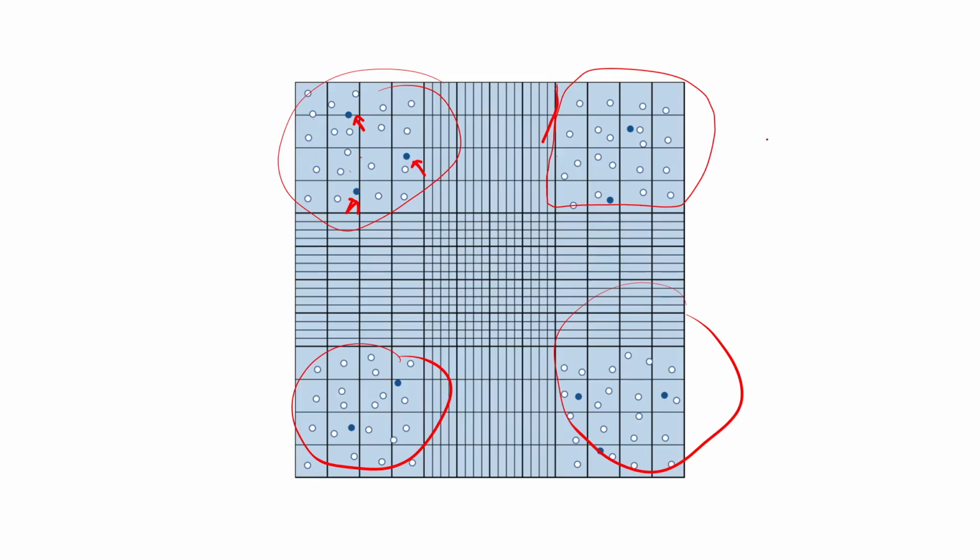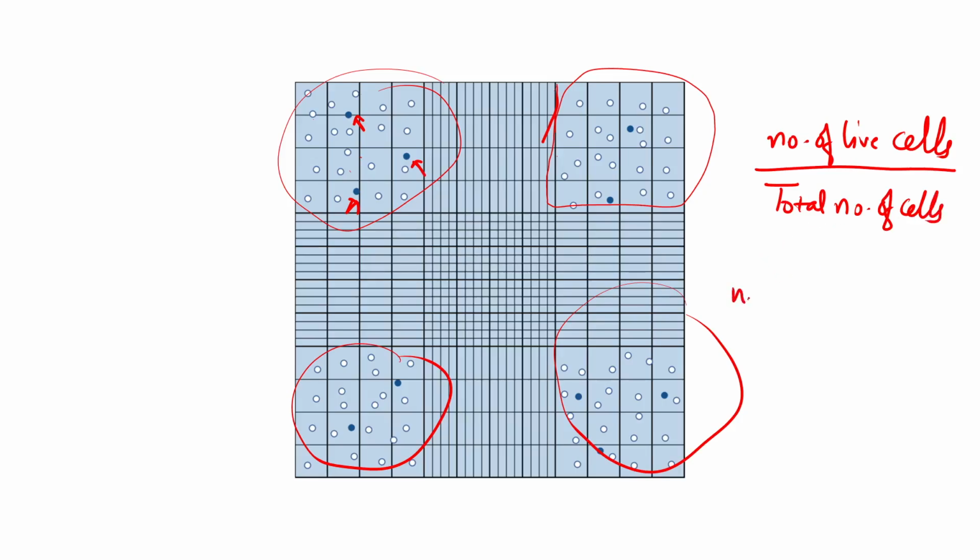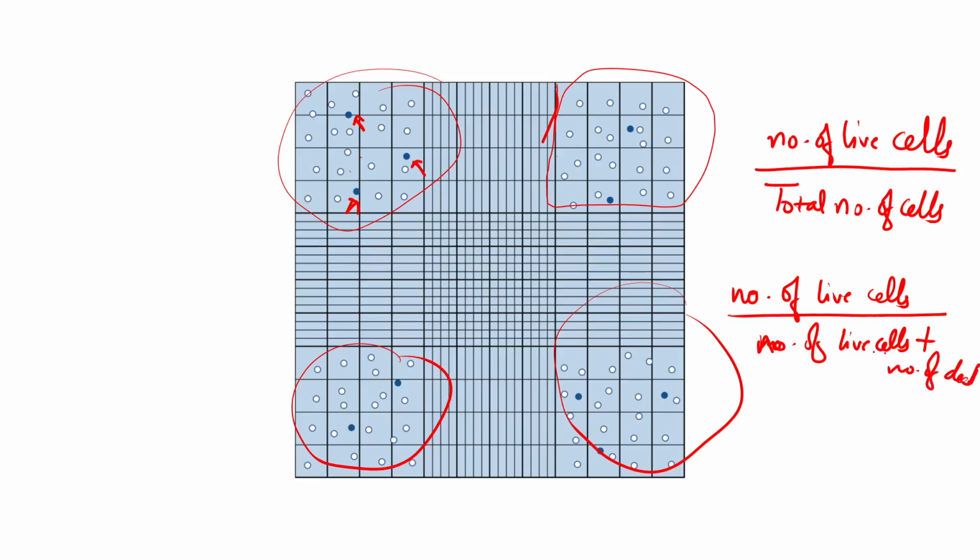So basically, you will get the average number of live cells divided by the total number of cells. The total number of cells would be the number of live cells plus the number of dead cells. So this means the number of live cells divided by the number of live cells plus the number of dead cells, right?